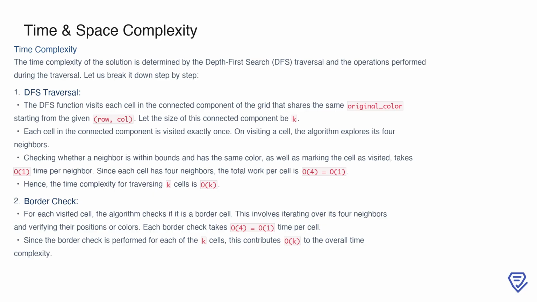These per-neighbor operations each take constant time, and since every cell has exactly 4 neighbors, the work done per cell is constant. As a result, the traversal of all k cells incurs a time complexity of O(k). Additionally, there's the border check, where each visited cell is evaluated to determine if it qualifies as a border cell. This also involves iterating over its 4 neighbors and performing constant time checks, contributing another O(k) to the overall complexity. Together, these steps make the traversal and border check processes efficient, scaling linearly with the size of the connected component.